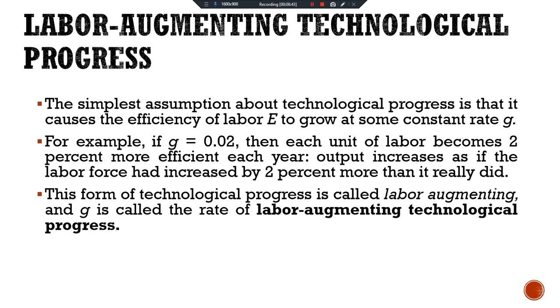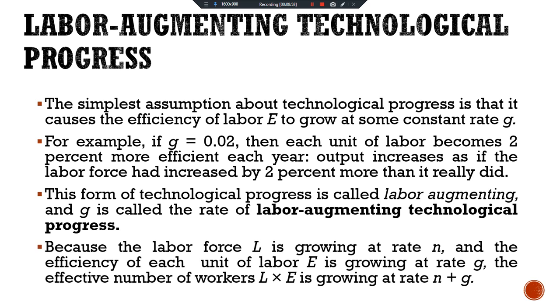Okay, this form of technological progress is called labor augmenting, and G is called the rate of labor augmenting technological progress, because the labor force L is growing at rate N and the efficiency of each unit of labor E is growing at the rate G. The effective number of workers L cross E is growing at rate N plus G.